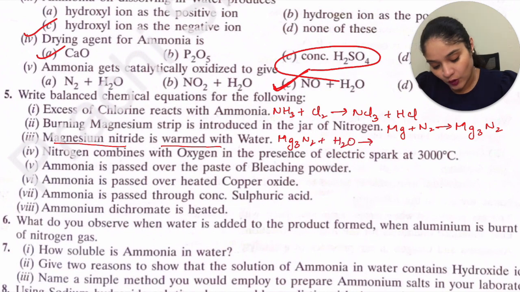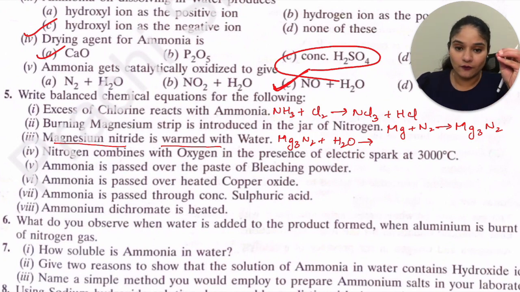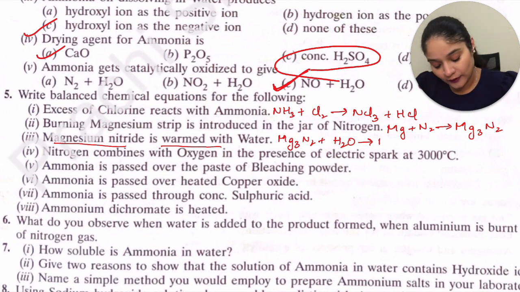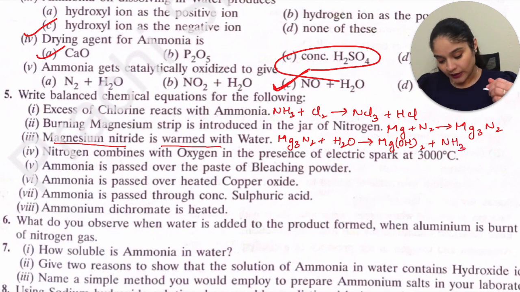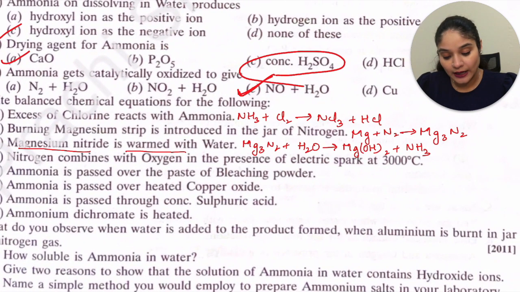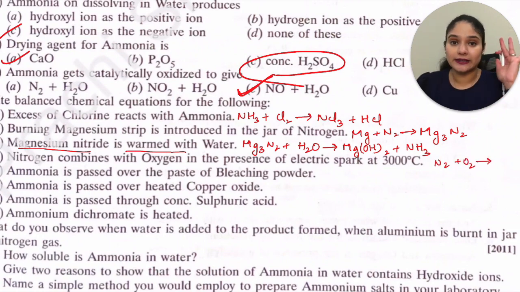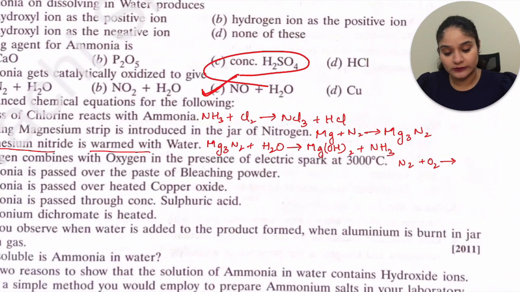What would happen? You'll get magnesium hydroxide, and what is left out? Ammonia will come out of that. So Mg(OH)2 plus ammonia gas. Now the next question is nitrogen combines with oxygen in the presence of an electric spark at 3000 degrees Celsius. Very simple: nitrogen plus oxygen, 3000 degrees Celsius spark, you'll get nitrogen monoxide, NO. That's it.